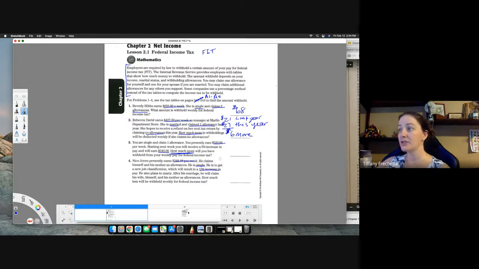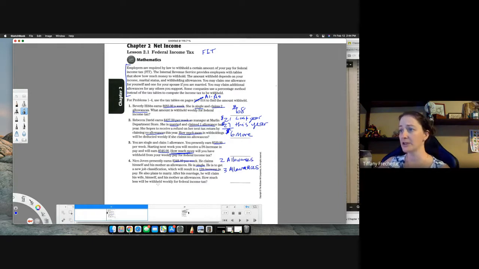So he had 2 allowances before, and he was single. Now he's going to have 3 allowances. Allowances, I can spell that. I forgot the C there too. So now he's going to have 3 allowances and he's going to be married. So different charts on those two. Make sure you're paying attention to which chart you're using.